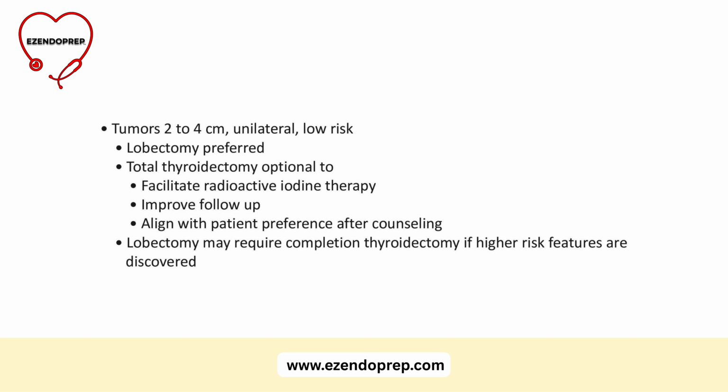For tumors between 2 and 4 centimeters, lobectomy remains the preferred operation when the disease is unilateral and low risk. Total thyroidectomy can be considered to facilitate radioactive iodine therapy, improve follow-up, or if the patient prefers it after counseling. Importantly, patients must be counseled that lobectomy may need to be converted to total thyroidectomy, either intraoperatively, if aggressive features are found, or later as a completion thyroidectomy.